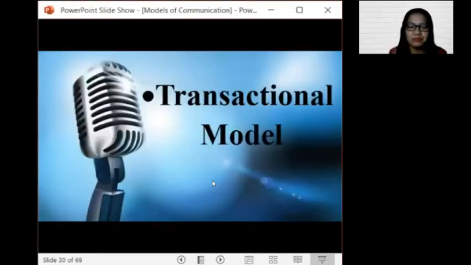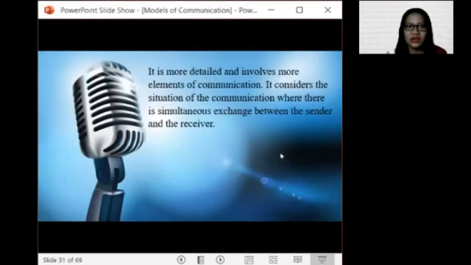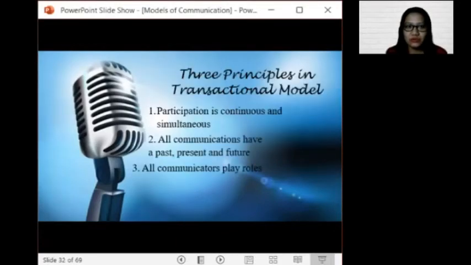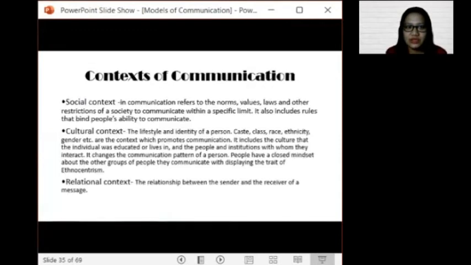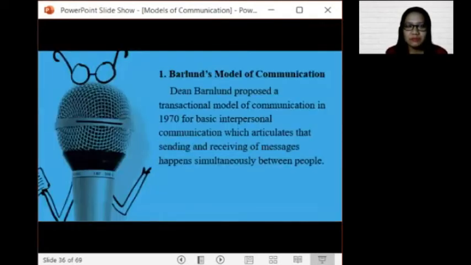Now, let's go through the second major model of communication, which is the transactional model of communication. Let's be more focused on the different models under it. Here, it's also being affected by different factors, which we're going to talk about in our different sessions. One of the main models in the transactional model is Barlund's model of communication, which was proposed by Dean Barlund in 1970, in order to identify basic interpersonal communication.